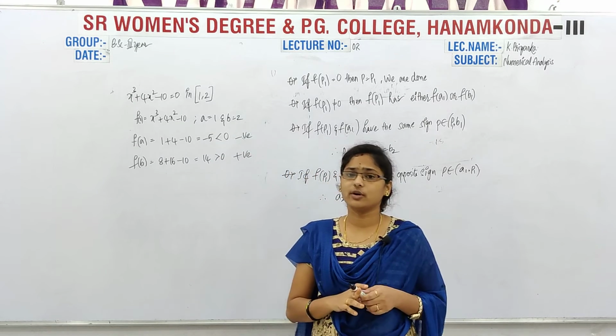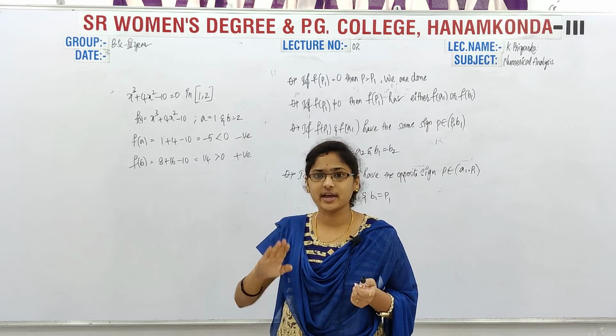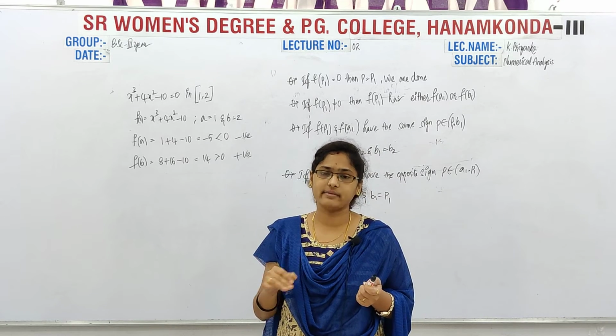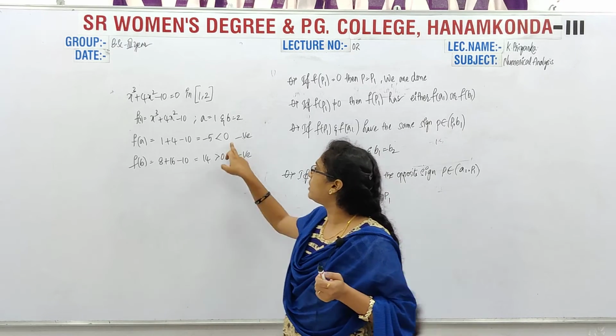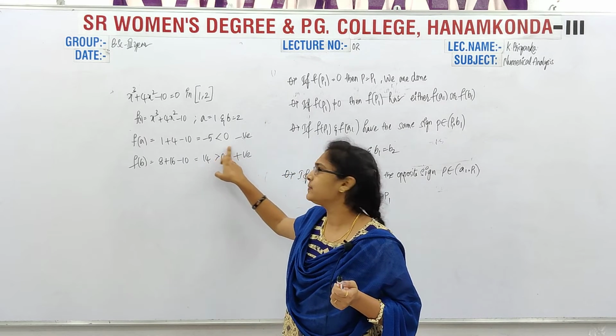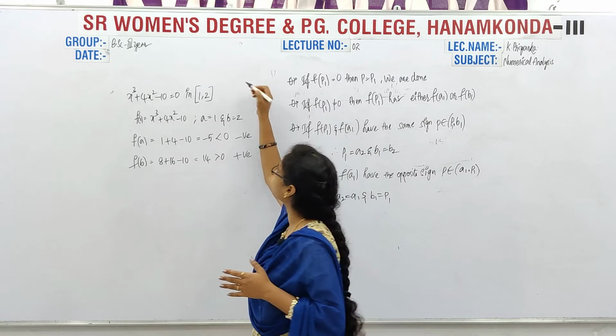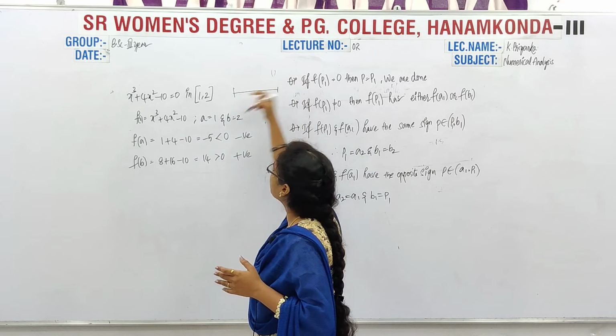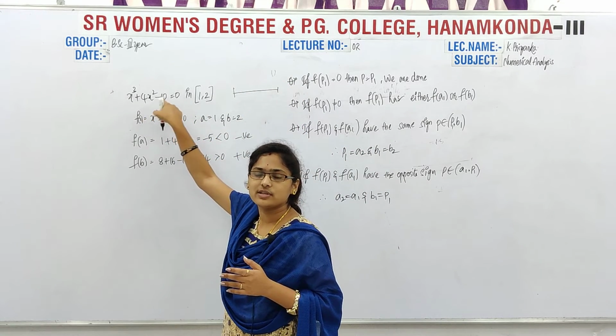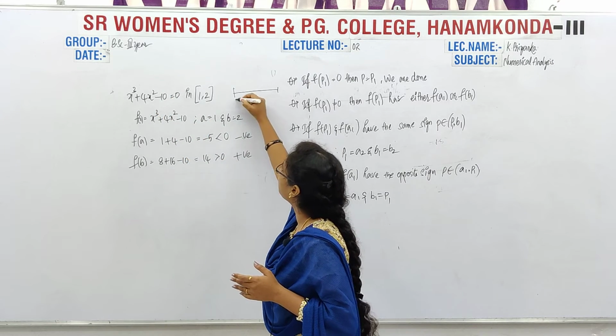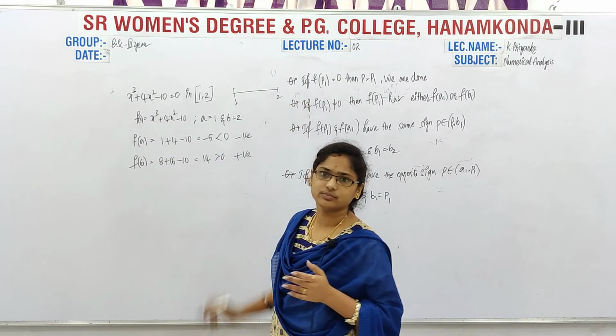So in the procedure, what they said is that f of a and f of b definitely have opposite signs, right? So if you observe clearly, f of a is negative and f of b is positive. So the meaning of this is that the root of this equation, the value of this x, will lie between 1 and 2.